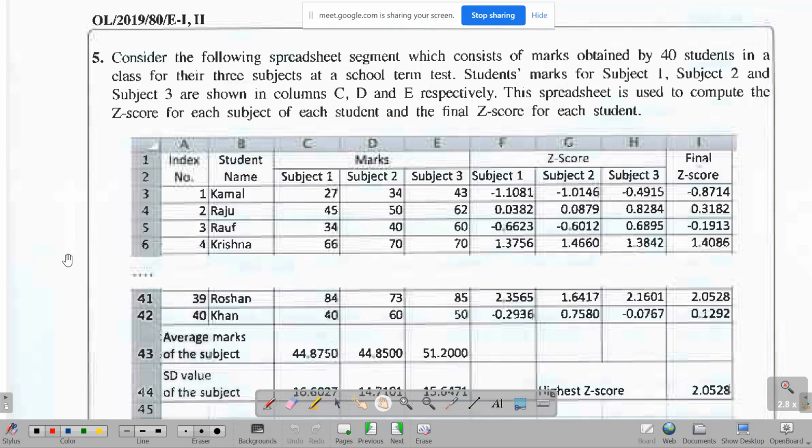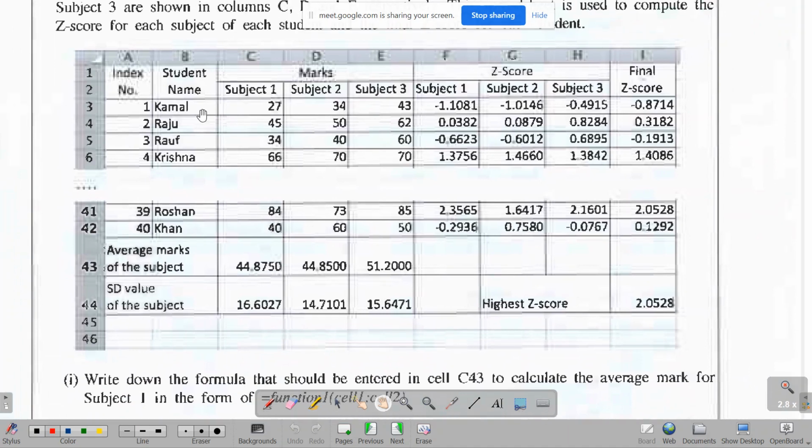So it says consider the following spreadsheet segment, which consists of marks obtained by 40 students in a class for their 3 subjects at a school term test, right? So student marks for subject 1, 2, and 3 are shown in the column C, D, E, respectively. This spreadsheet is used to compute the Z score for each subject of each student and the final Z score for each student. So you can see the student names are there, subjects are there, Z scores are there. So subject by subject, they have made the Z score, then the final Z score is made.